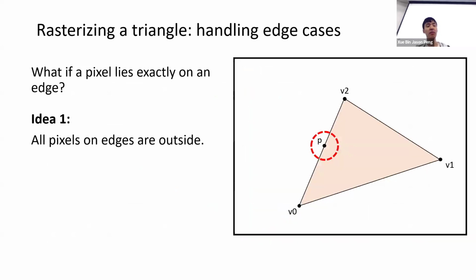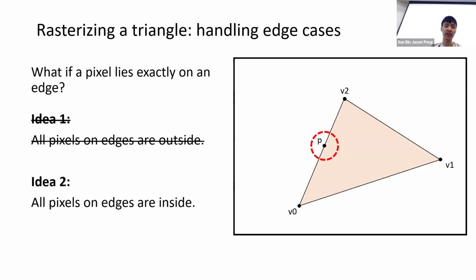Okay, so unfortunately, this simple idea doesn't quite work. If we don't want any gaps between triangles, then maybe an alternative strategy would be to say that all pixels that are on the edge of a triangle will be considered inside a triangle. All right, so let's take a look at what happens with this particular heuristic.